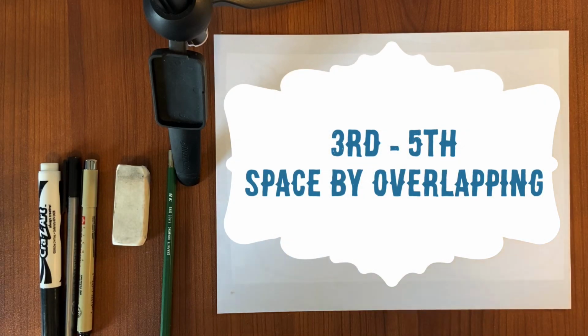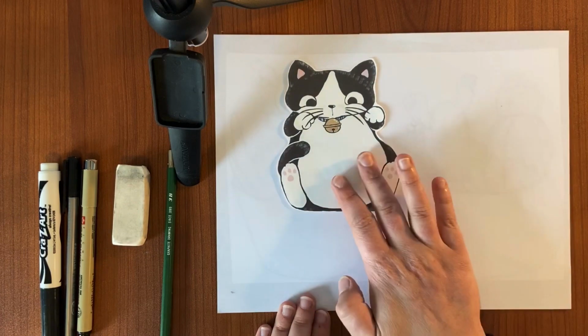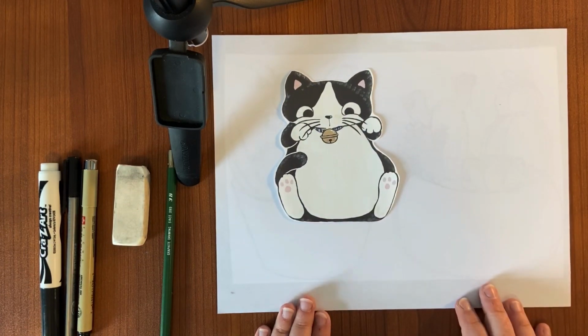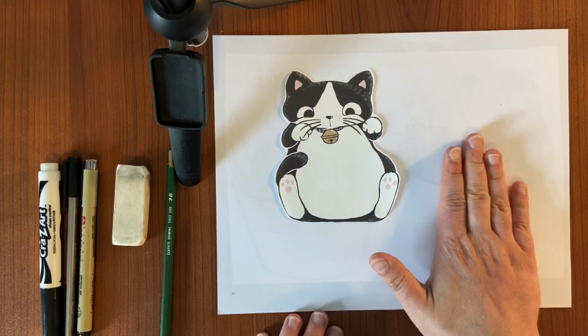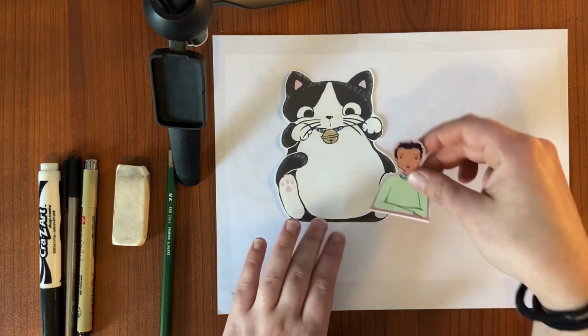Cubs! So today we're going to be going over a 3rd through 5th grade project, which is about showing space by overlapping. So here's a quick little demonstration of what overlapping is. So right now, this cat is above the paper, so the cat is in front of the paper.